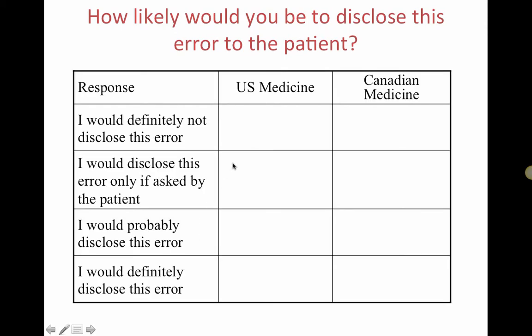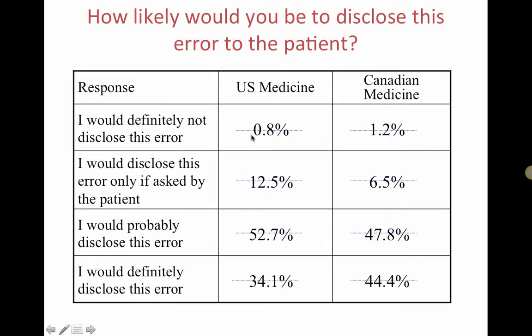How likely would you be to disclose this error to the patient? 0.8% said they would definitely not disclose this error. 12.5% would disclose this error only if asked by the patient. 52.7% would probably disclose this error, and only 34% would definitely disclose this error.